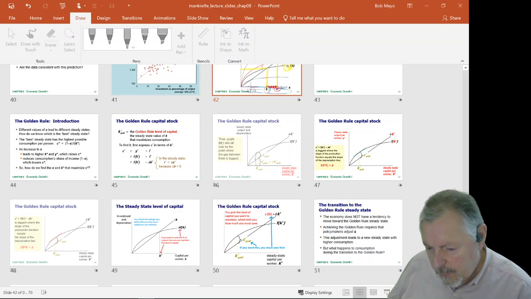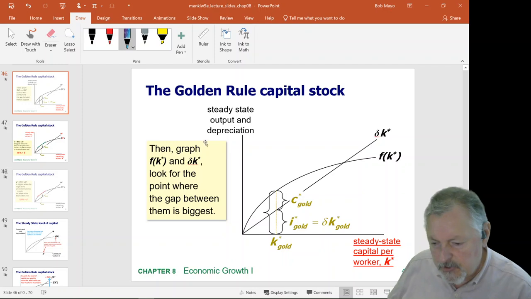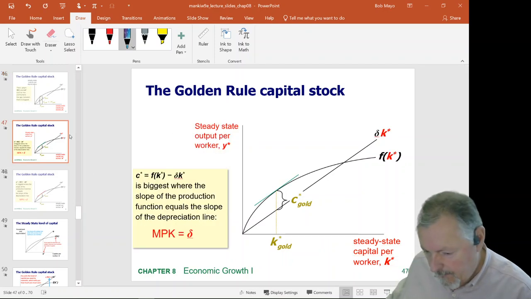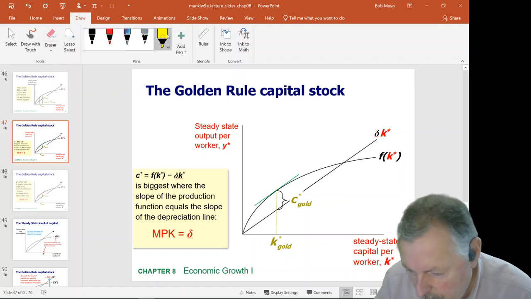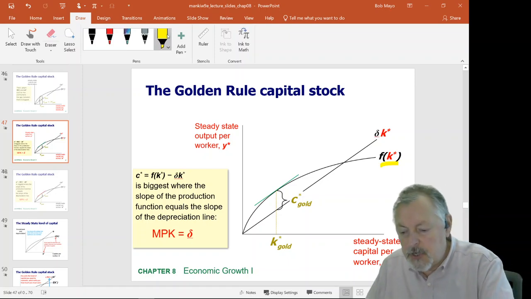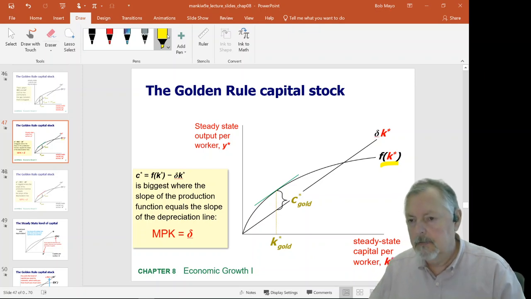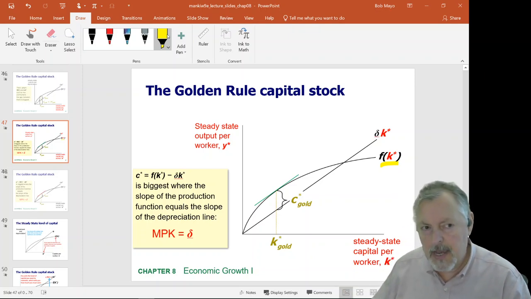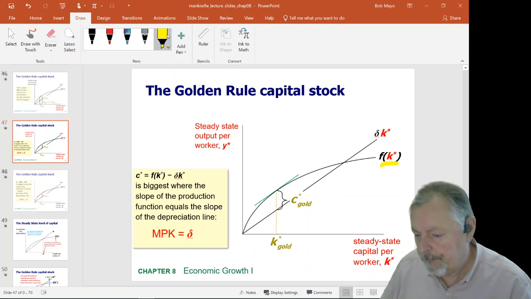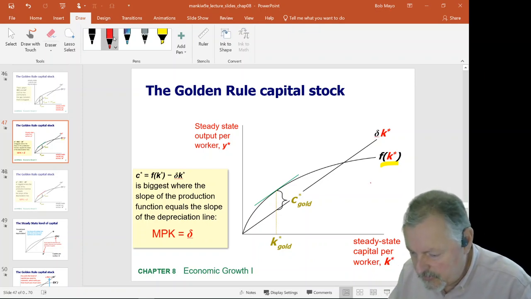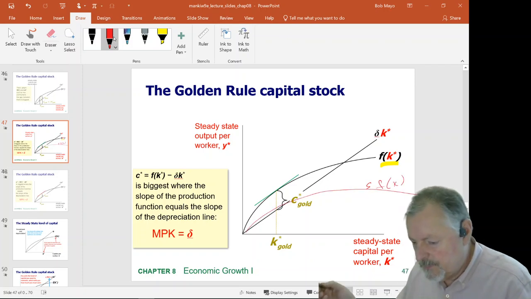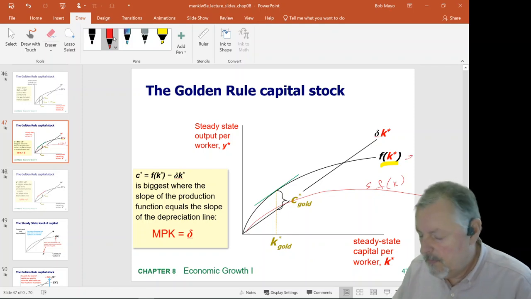You want the one that maximizes consumption. Here, note, this is total output, not s times f(k), not new capital. The new capital curve would be some fraction of that. Whatever your savings rate is times f(k), and that would be somewhere below that curve.